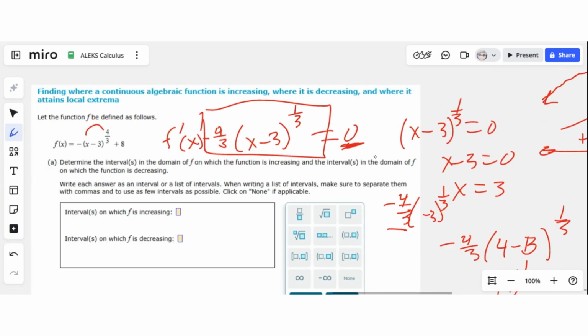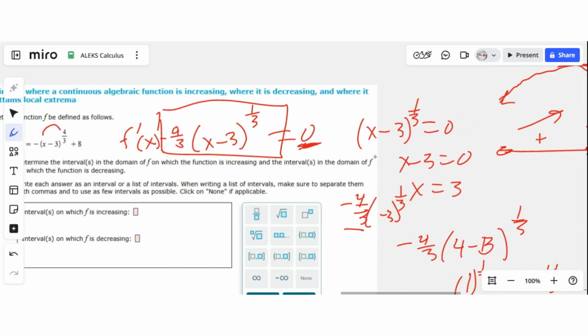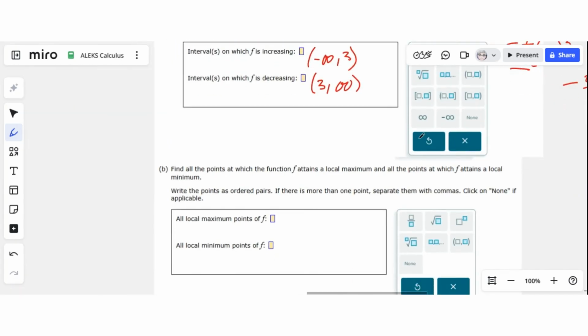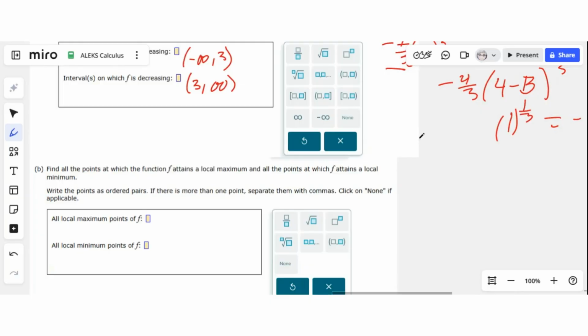So let's see, what do we have to fill in here? Intervals on which f is increasing. Well, all the way from negative infinity up to 3, not including 3 because at 3 it's neither increasing nor decreasing. And where it's decreasing is from 3 all the way out to infinity. They also want us to say where there's a local max and where there are local minima. There's just one. And they want the coordinates, so they want an ordered pair.